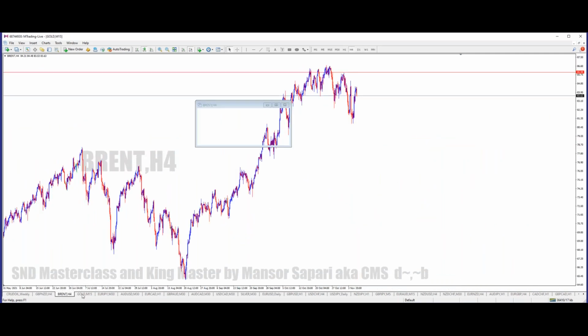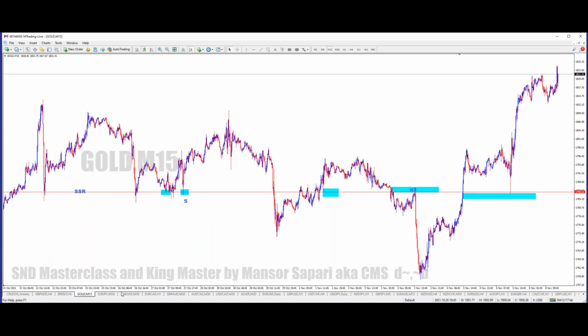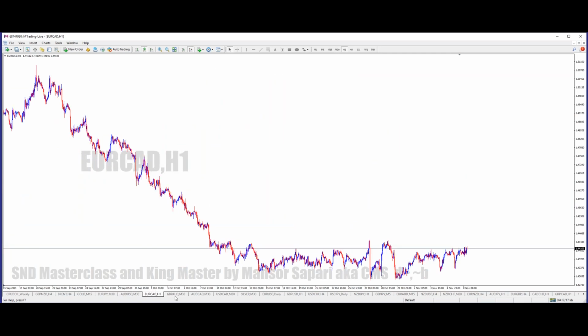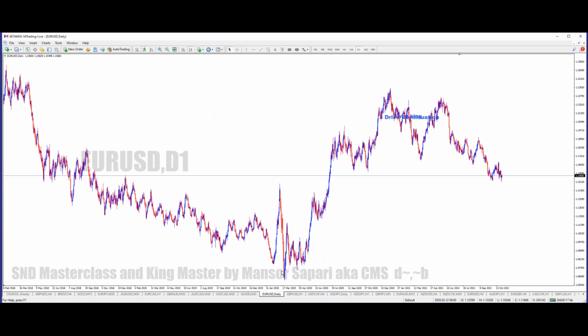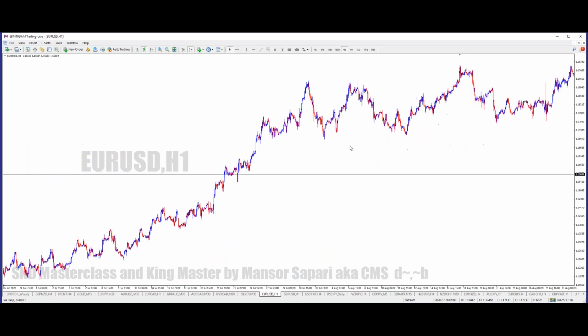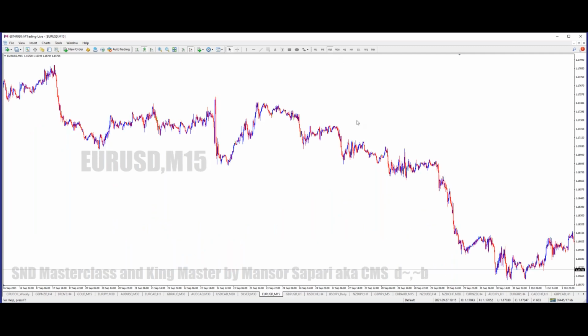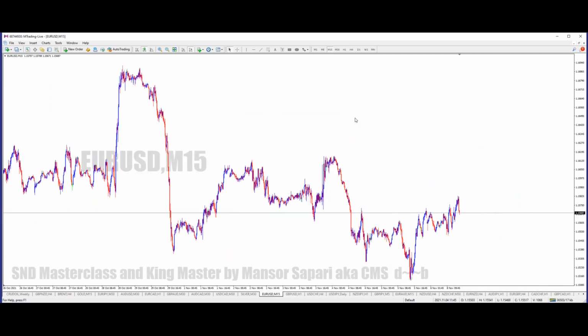Let me check. Gold, EJ, AUD USD, Euro, GPAU, Euro USD. This is daily. Okay, we look for a live market over here. Sometimes you can do entry on this very small time frame, but this one is quite advanced. QMTR is quite advanced. Okay, later we learn about QMTR.